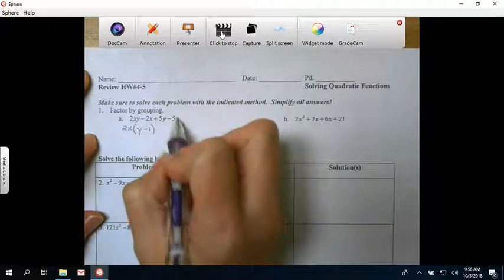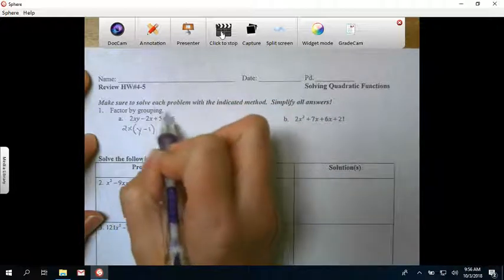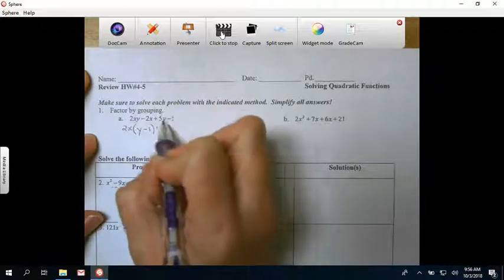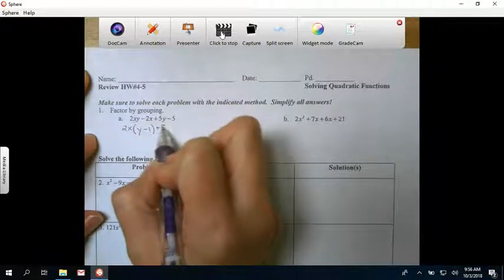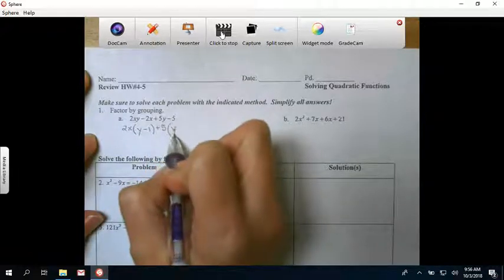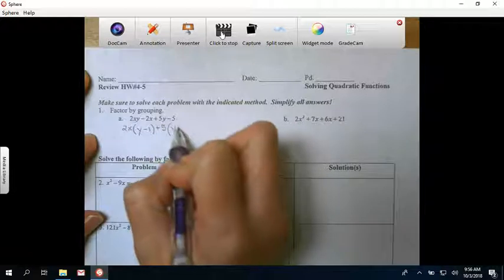My second grouping is going to be this 5y minus 5. So I'm going to bring out what they have in common. So they both have a 5. And if I take a 5 out of a 5y, I'm left with y. And a 5 out of a 5, and I'm left with 1.